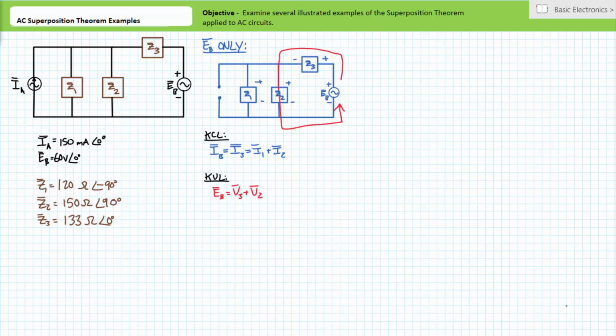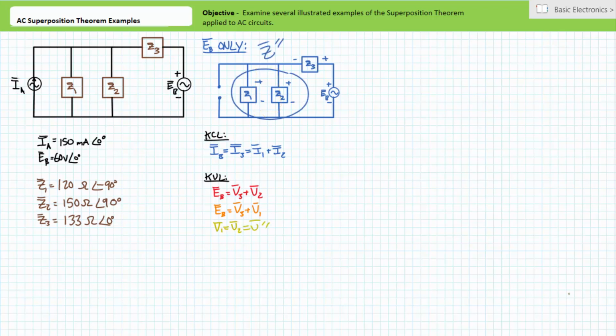A Kirchhoff's voltage law analysis of this first loop in red indicates EB equals V3 plus V2. A Kirchhoff's voltage law analysis of the second loop in orange indicates EB equals V3 plus V1. Finally, a Kirchhoff's voltage law analysis of this third loop in yellow illustrates V1 equals V2.